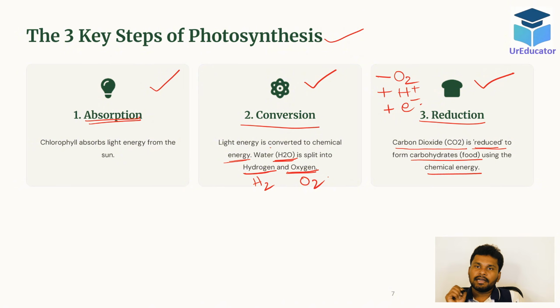So the carbohydrates are made from the carbon dioxide taken and the oxygen is released from the water taken. Generally what we think is CO2 has O2 in it, that oxygen will be released. No, the oxygen released is from water. Carbohydrates are made from carbon dioxide. You will learn in depth about this in your upcoming classes.